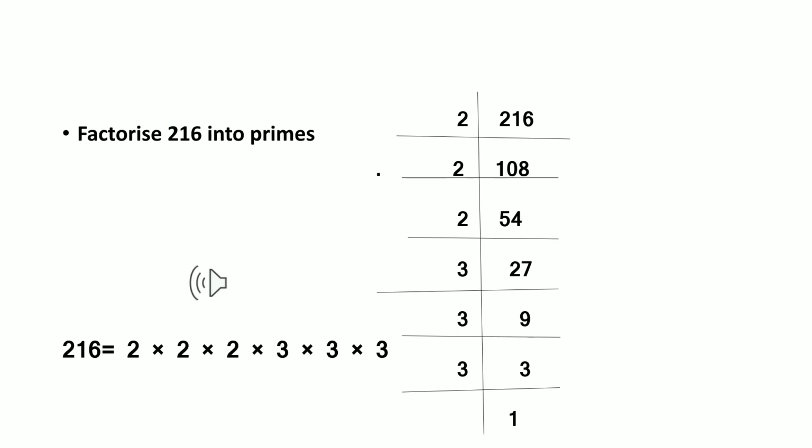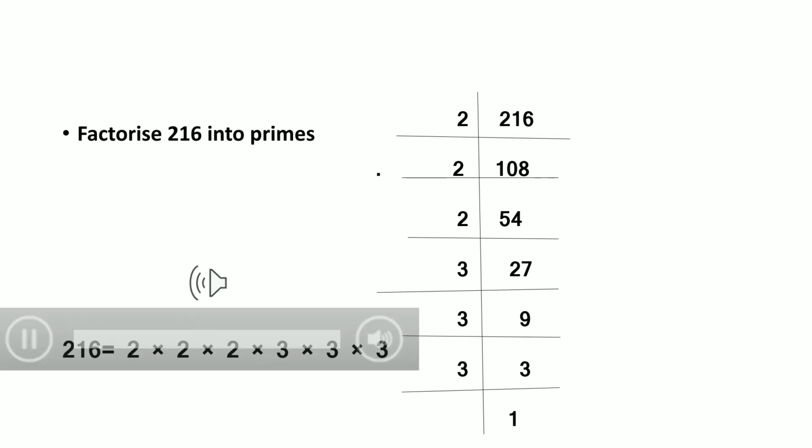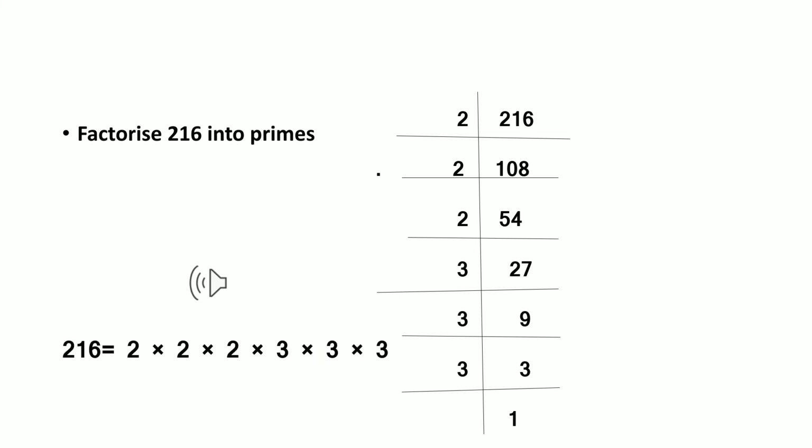Now we take another example of vertical arrangement. Factorize 216 into primes. 2 times 108 is equal to 216. 2 times 54 is equal to 108. 2 times 27 is equal to 54.